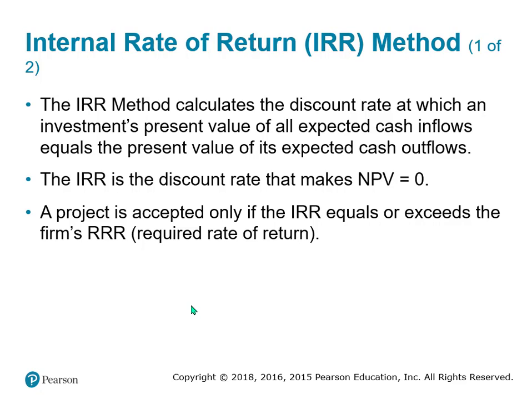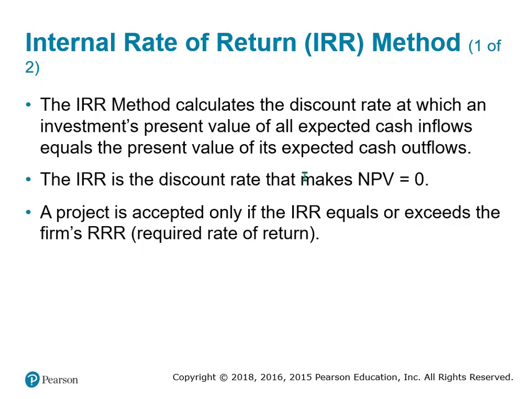Okay, internal rate of return method. And what this does, this sets two sides of the equation equal to each other, and you solve for the discount rate. So the internal rate of return method calculates the discount rate at which an investment's present value of all expected cash inflows equals the present value of its outflows. So we set the inflows equal to the outflows and then figure out what discount rate will do that.